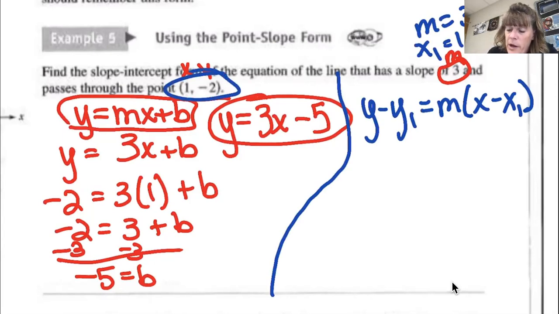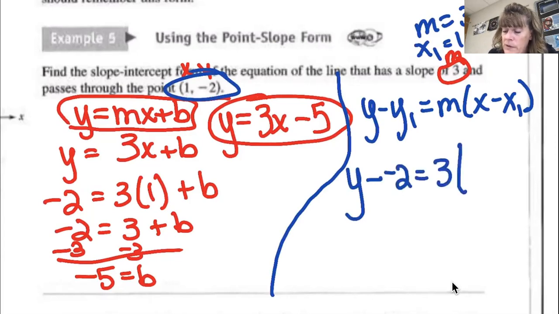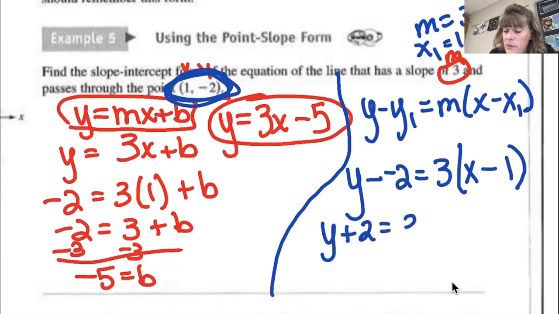So y stays y. So we have y minus negative 2 equals 3 parentheses x, because x stays x, minus 1. So again, those came from here. I simplify this, I get y plus 2 equals 3x minus 3. Subtract 2 from both sides, and I get y equals 3x minus 5.